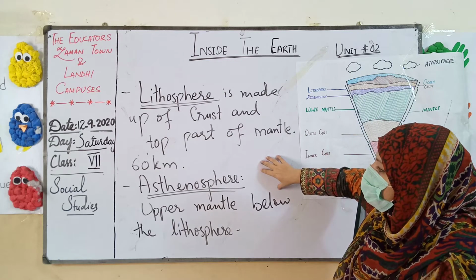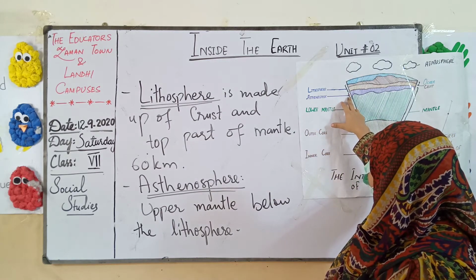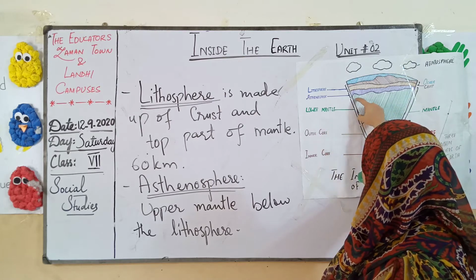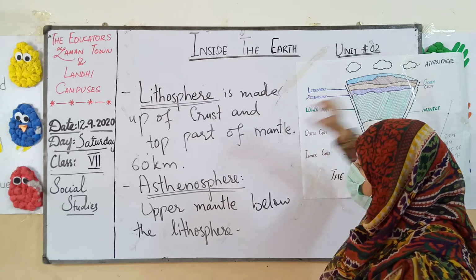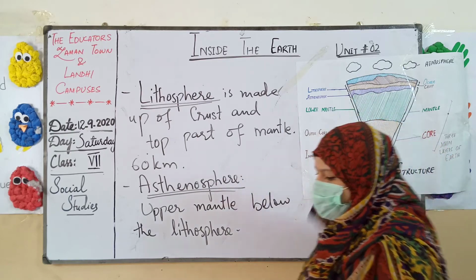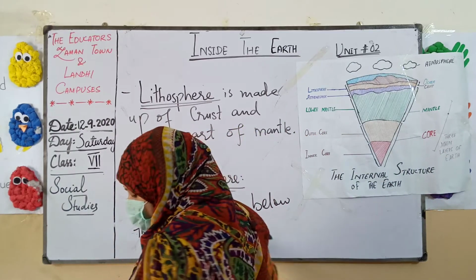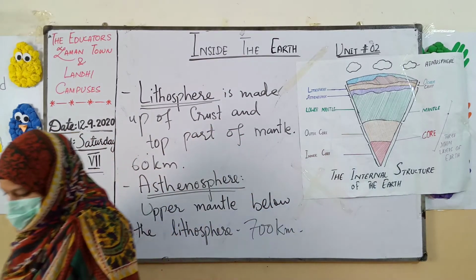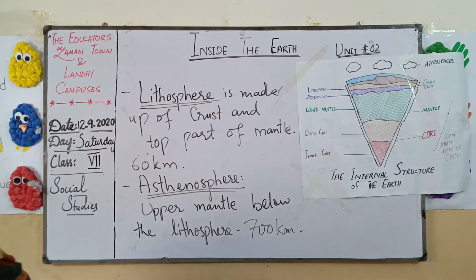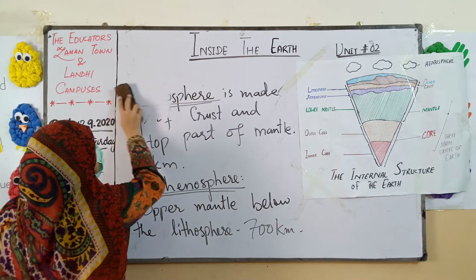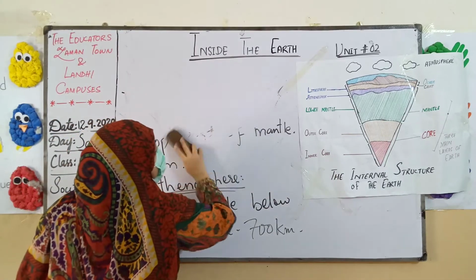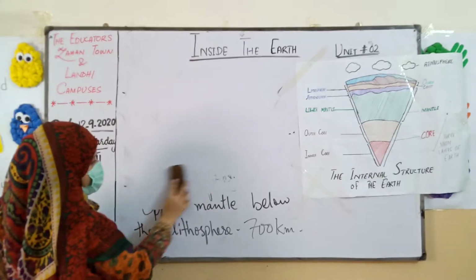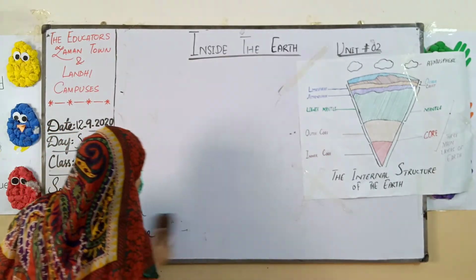Now the next layer is the asthenosphere. Asthenosphere consists of the upper part of the mantle, and the rest of this is the lower mantle. So the asthenosphere is almost 700 kilometers deep. The depth of the asthenosphere is 700 kilometers.